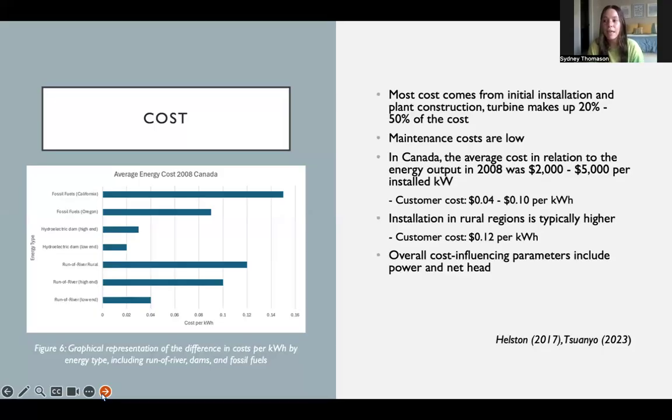But it was found that run-of-river electricity, the cost of it was higher than hydroelectric dams, but lower than electricity produced from sources like fossil fuels, and that data was taken from fossil fuels in Oregon and California.